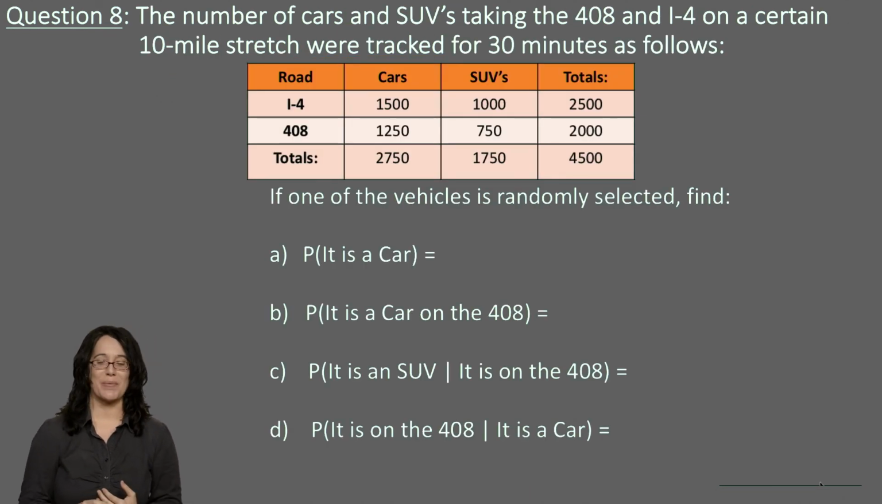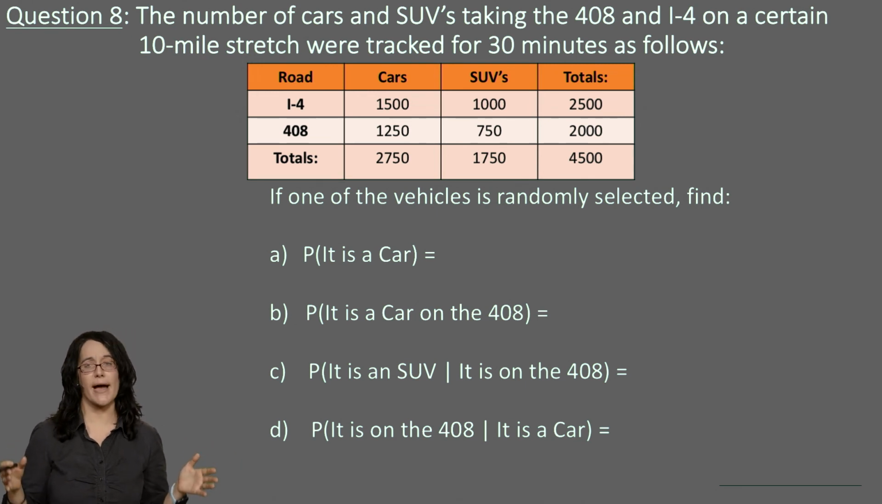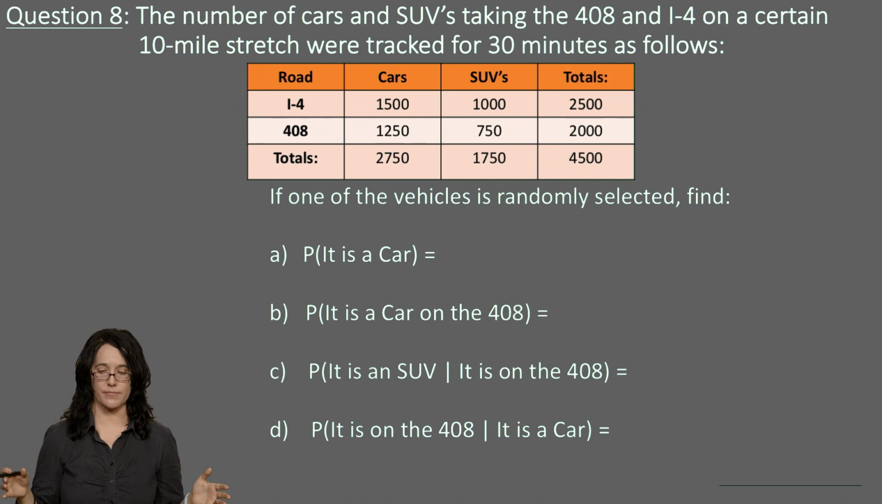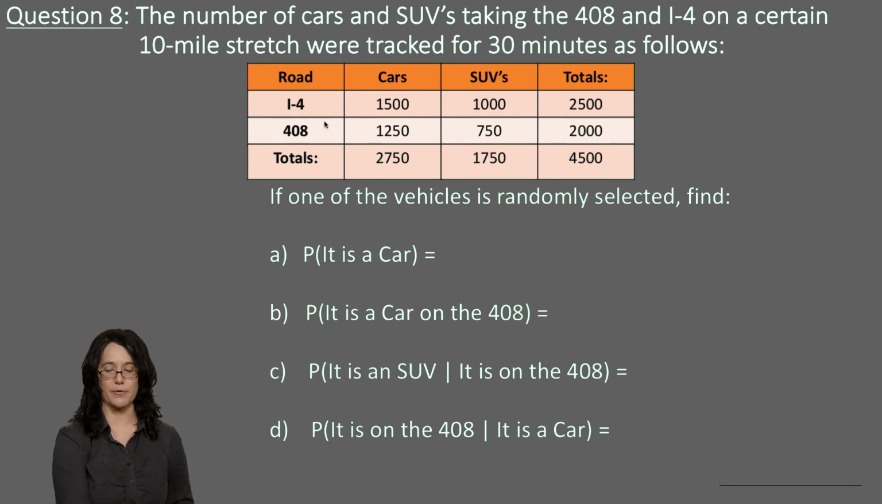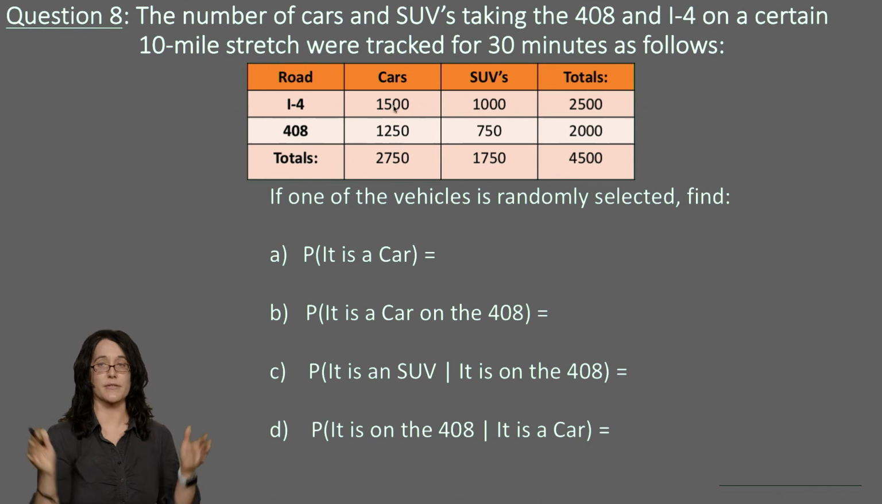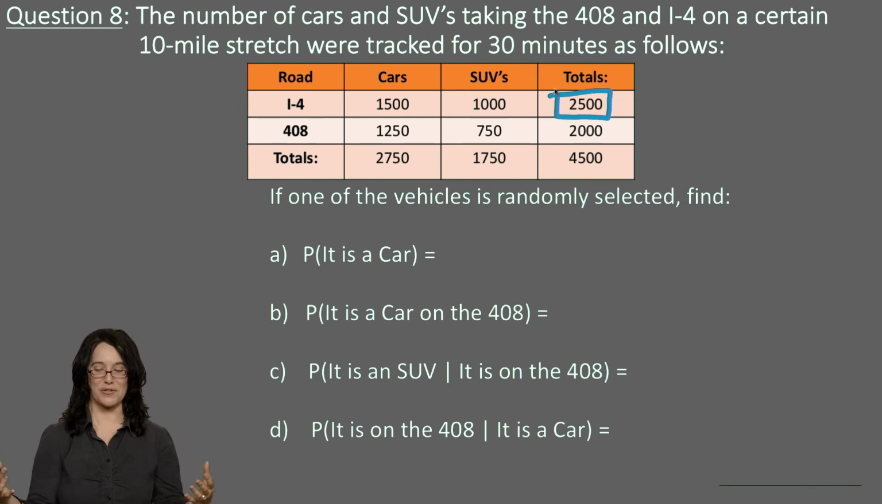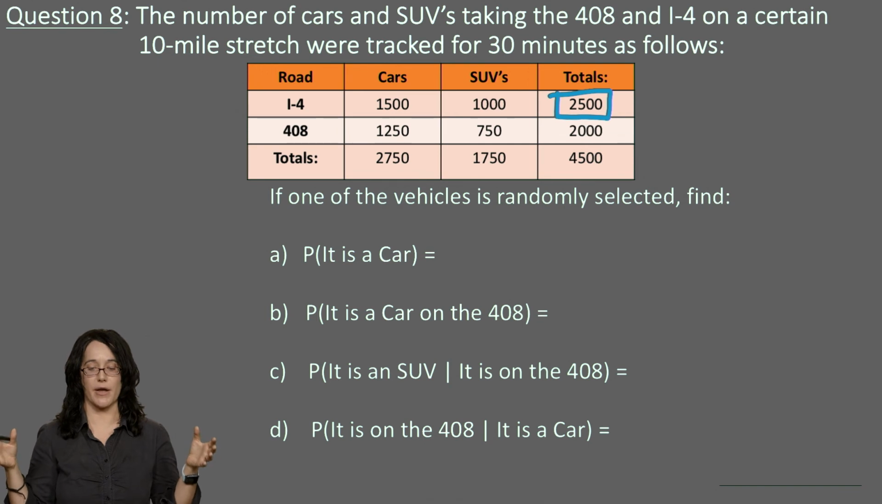Ooh, some conditional probability. Here we go. It says the number of cars and SUVs taking the 408, so these are roads near where I live, and I-4 on a certain 10-mile stretch were tracked for 30 minutes as follows. And here's what they found in our table. They found that on I-4, for example, there were 1,500 cars that passed through that location. There were 1,000 SUVs, and then we did the addition for you. Typically, you would do this addition yourself, meaning there were 2,500 vehicles in that time frame that traveled on I-4.